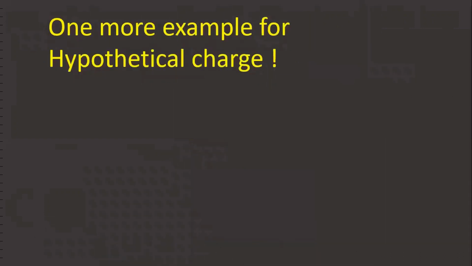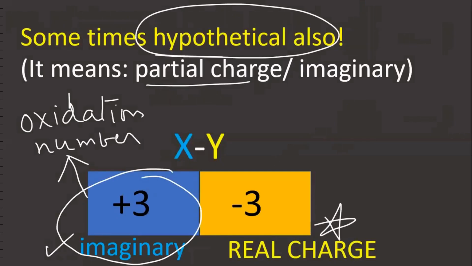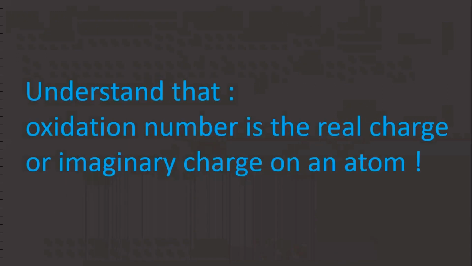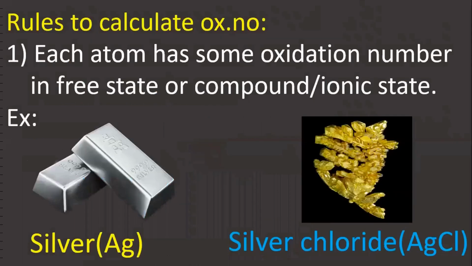I will give you one more example. Take the compound XY. Y has real charge -3. It is able to gain 3 electrons. We don't know about X, but imagine the position of X here. That is imaginary charge. This is also called oxidation number, hypothetical. So understand that oxidation number is the real charge or imaginary charge on one atom.